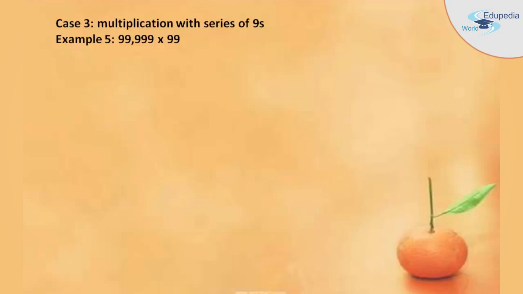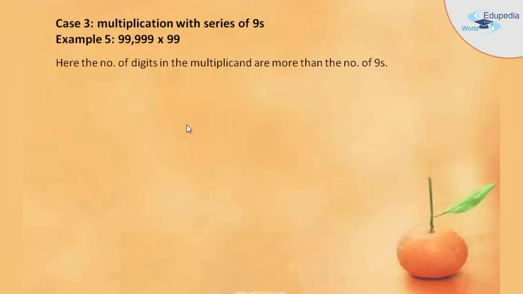So guys, if I count the number of digits in the multiplicand, I have 1, 2, 3, 4 and 5. So I have 5 digits in the multiplicand, and the number of 9s are 1 and 2. I have 2 nines in the series of 9s. So therefore we can say that the number of digits in the multiplicand is more than the number of 9s in the series of 9s. So I can use case number 3 shortcut to get the product for the above example.